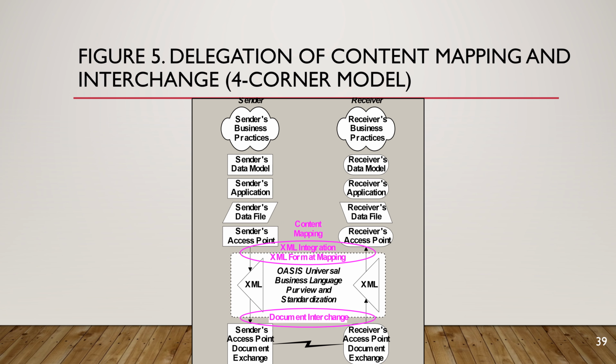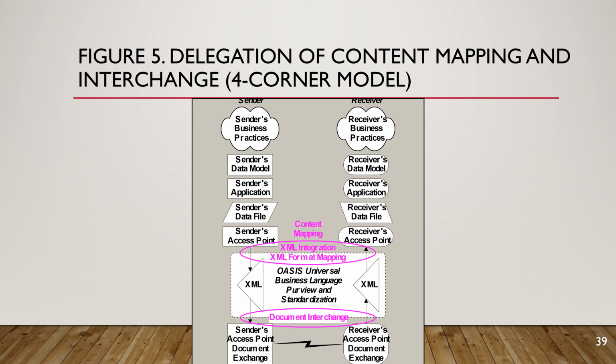The four-corner model says if I'm a sender, I want to work with my file format, with my data model. But I could work with a third party who's able to establish an access point, a sender's access point. So we're on the middle of the left side of this diagram. A sender's access point that understands my format. And so I send and receive data on the sender's access point just as if I was talking to one of my own internal systems.